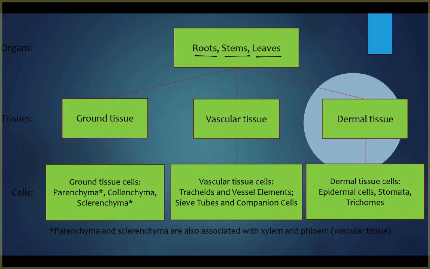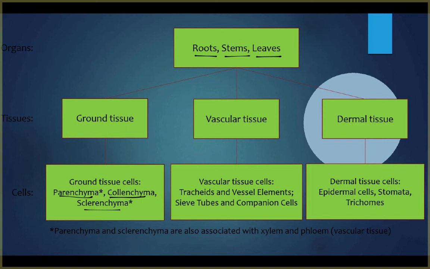Now, these plant organs are made up of 3 types of tissues. And so you see we have ground tissue. Ground tissue is tissue that makes up the interior of the plant organ. It's going to perform various functions like photosynthesis and storage, and it's composed of mainly 3 kinds of cells. You have the parenchyma, the collenchyma, and the sclerenchyma.